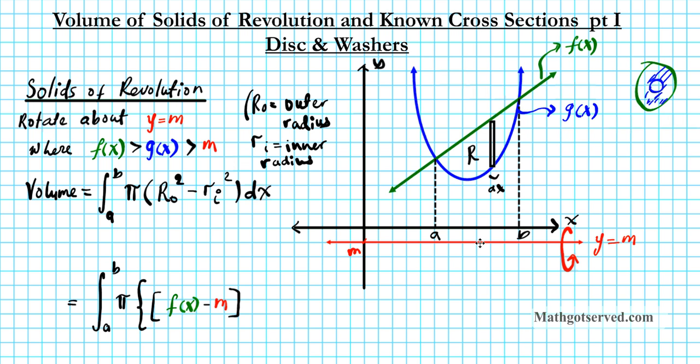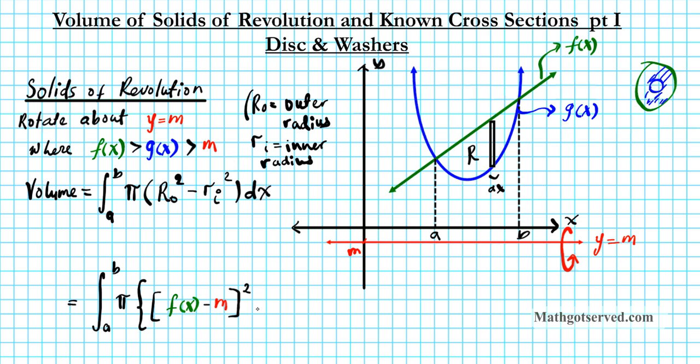Okay, but since m is beneath here, this minus will change into a plus, and then it becomes a plus here. But this is how you write it. So f of x minus m, squared. So this entire expression, f of x minus m, is the length of the outer radius. If we're rotating about our x-axis, guess what? This m will basically drop off, because we're rotating around the x-axis.